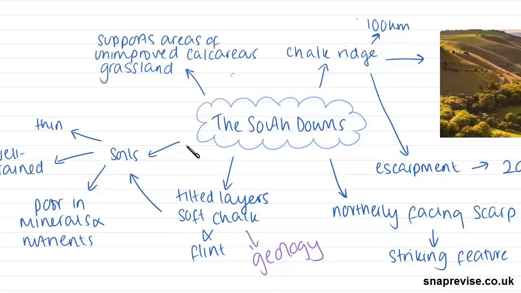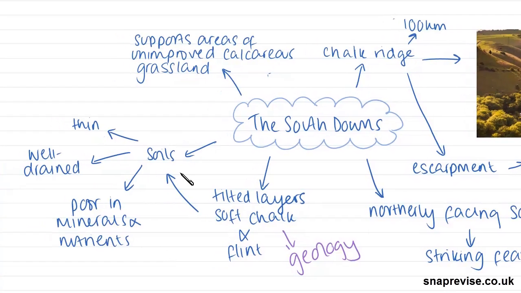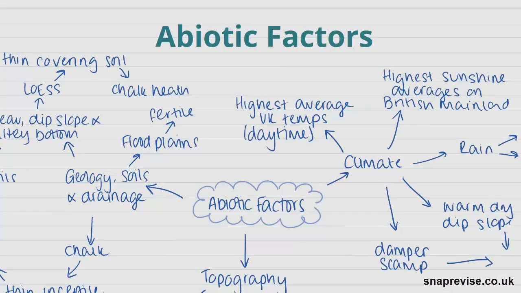Apart from this, the other things that make it interesting are the soils, as the soils are very important to plant growth. Here we have very specific soils, so it really influences the types of vegetation that can grow in these areas. The soils in the South Downs are typically very thin, quite well drained, and also very poor in minerals and nutrients. We'll see how the effect of this influences vegetation later on in the video. The majority of the South Downs supports areas of what's called unimproved calcareous grasslands, and we're going to look at this in more detail.